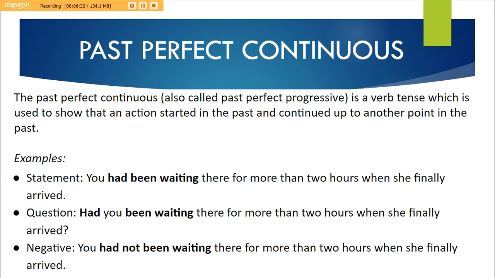The past perfect continuous, also known as the past perfect progressive, is a verb tense which is used to indicate or show that an action started in the past and continued up to another point in the past. For example, you had been waiting there for me for more than 2 hours when she finally arrived. Had you been waiting there for more than 2 hours when she finally arrived? Negative, you had not been waiting there for more than 2 hours when she finally arrived.